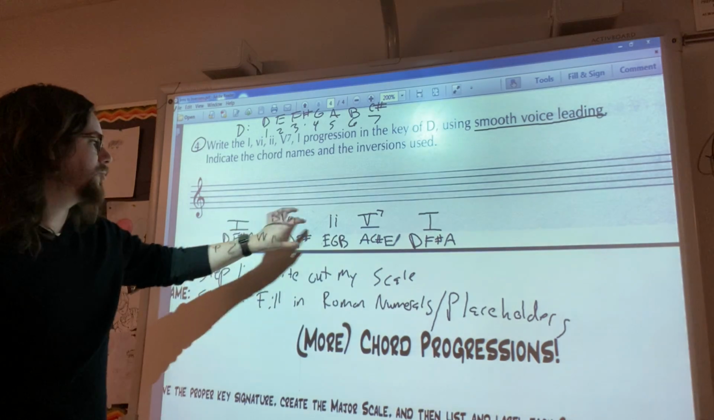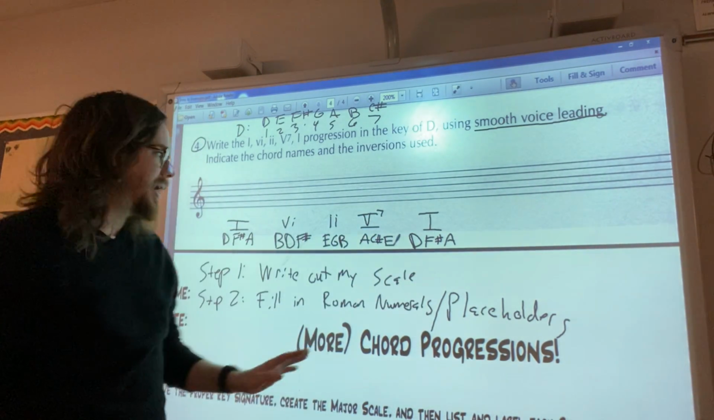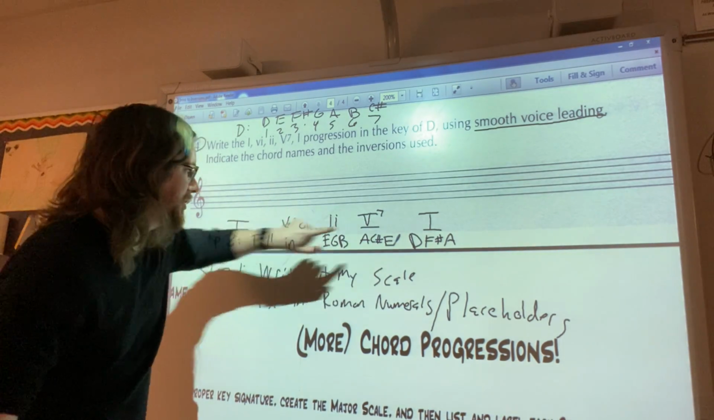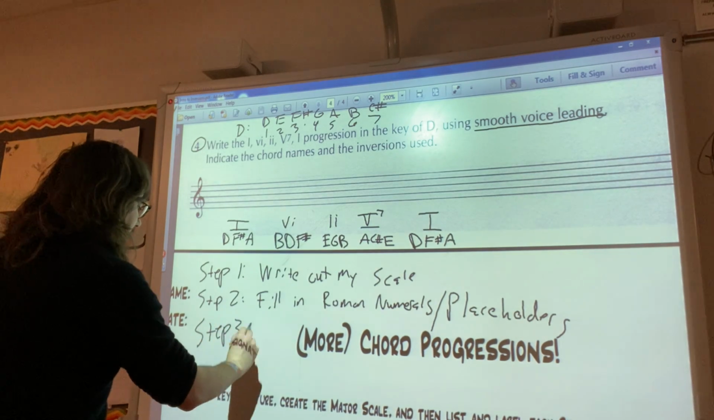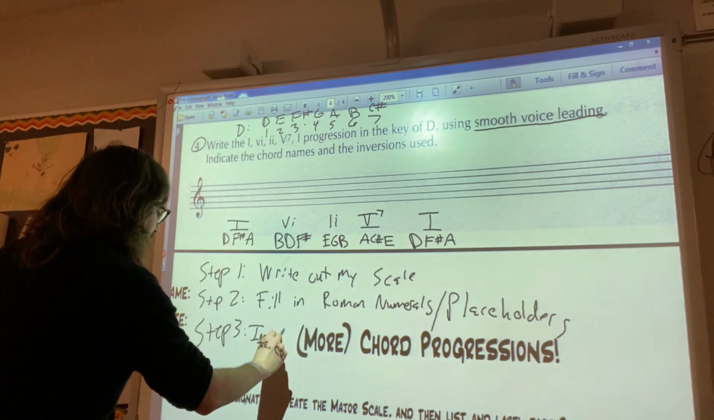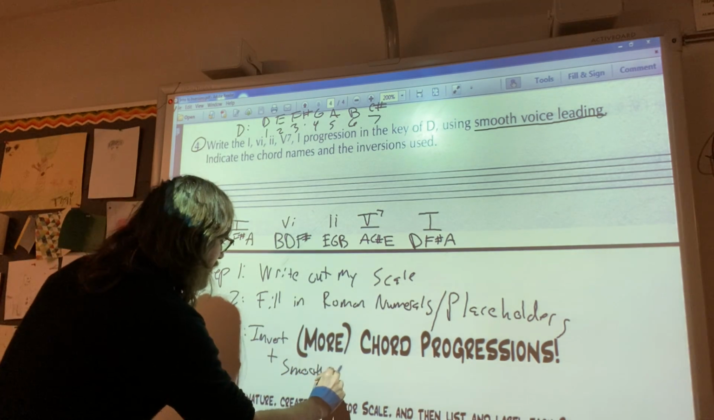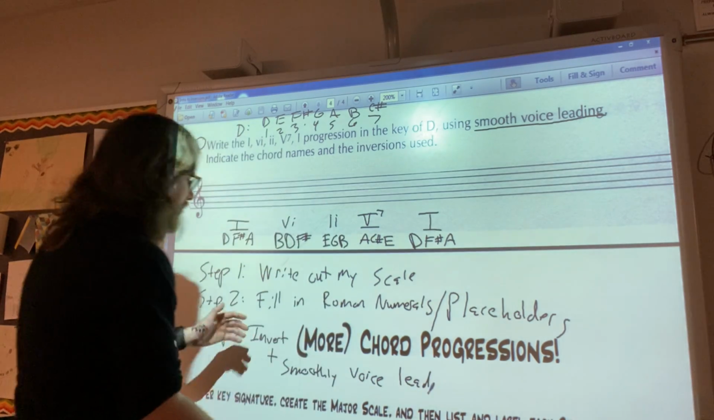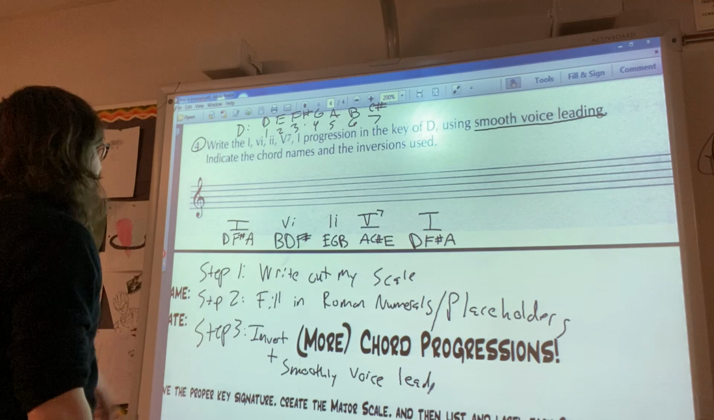So, I have all my Roman numerals in order. I know all the notes that it's supposed to have. The last step is to smoothly voice lead all the notes in this chord from here to there, okay? So, step 3, invert and smoothly voice lead, okay? So, it's kind of out of order. We should smoothly voice lead and then invert as we go, but let's take a look at my first thing.